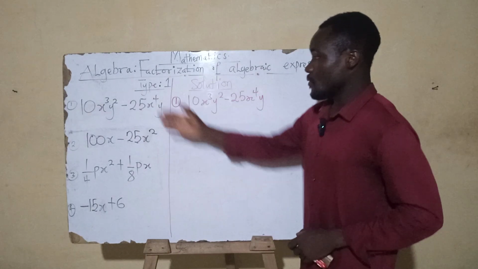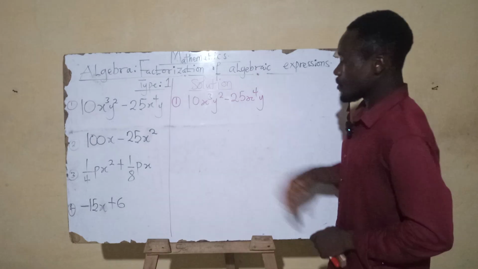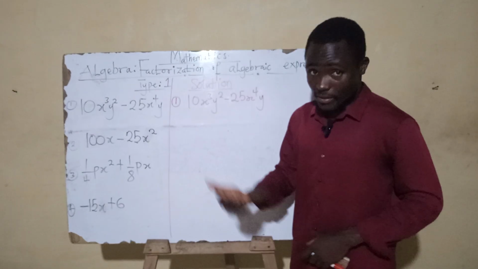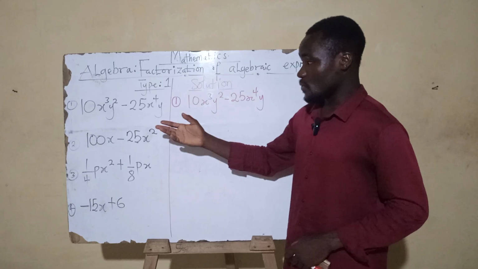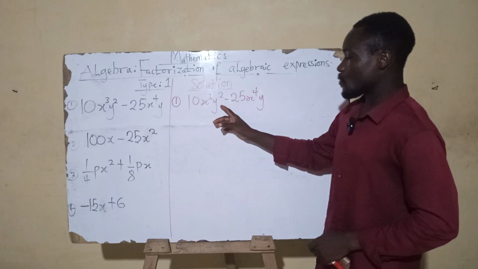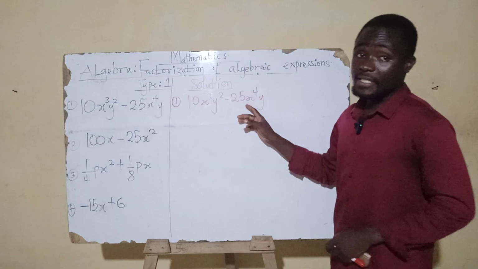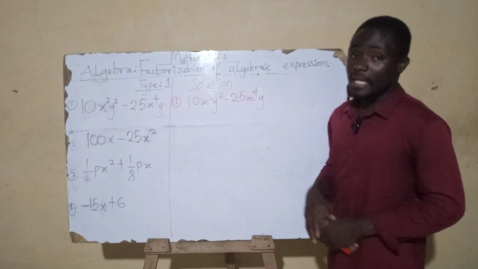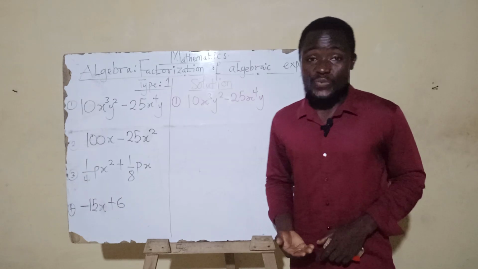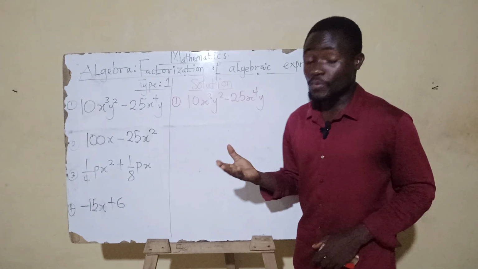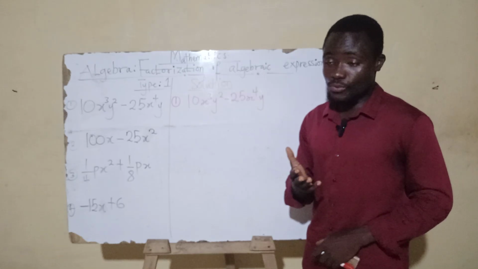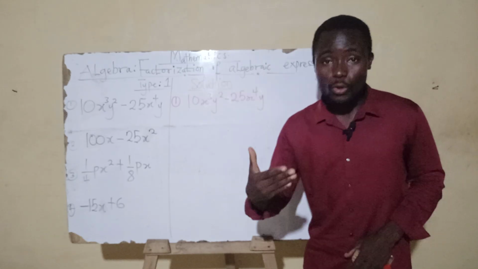So let's come here. We have algebra, that is factorization. We are going to look at type 1 factorization. We are referring to expressions involving what? Two terms. So question number one: I have 10x cubed y squared minus 25x power 4 y. We all agree that when we want to factorize this expression involving two terms, the first thing we are supposed to do is to find the common terms.